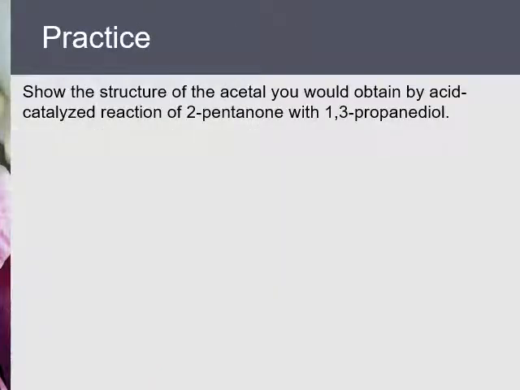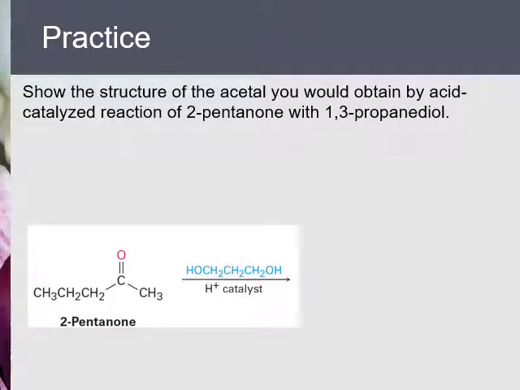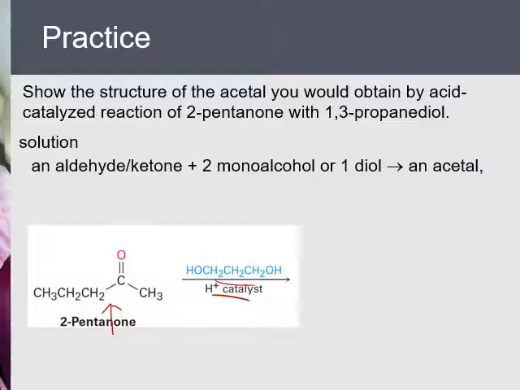Practice. Show the structure of the acetyl you would obtain by acid catalyzed reaction of 2-pentanone, which is a ketone, and 1,3-propane-diol. So this is a diol with 3 carbons in acidic condition. What's the product? Well, first let's draw the diol. So 3 carbons with 2 hydroxy groups.